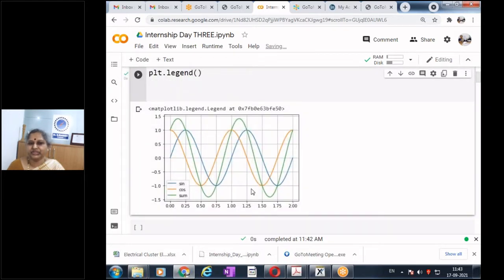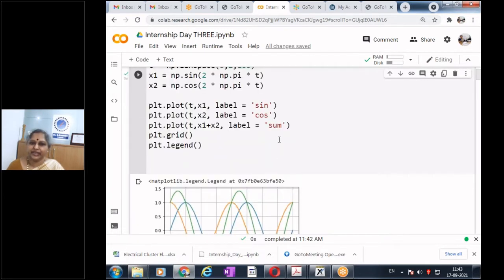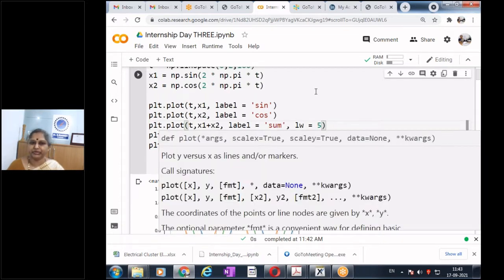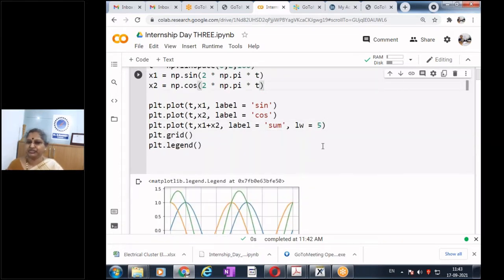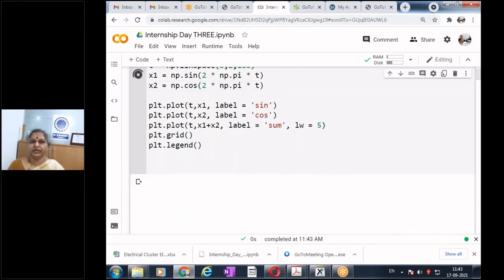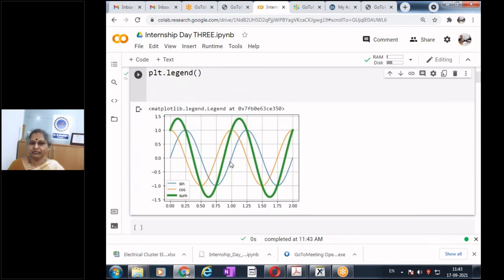Now, how do we know which is the sum of the two signals? We got three waveforms, and the green one is the sum. I want to highlight green, so I want to make it a little thicker. I will just put line width equal to 5. LW stands for line width. You can type the complete linewidth, otherwise lw equal to 5. It's going to make it thicker. So let's run the same code. And now see, the sum is fat and thicker.